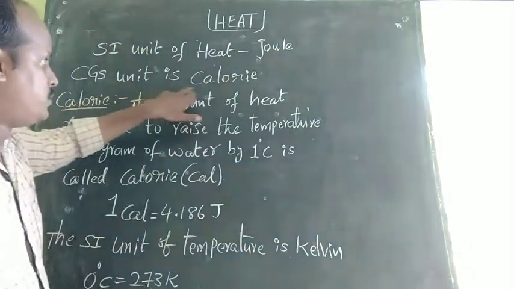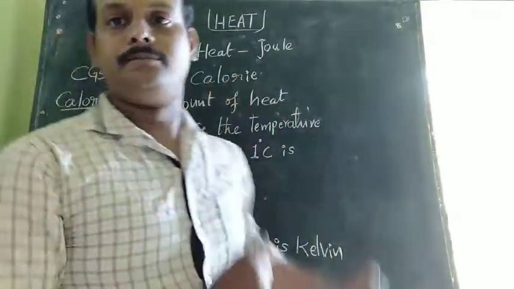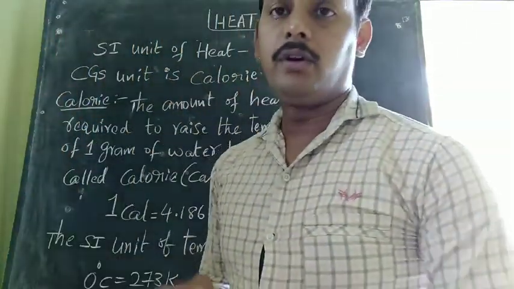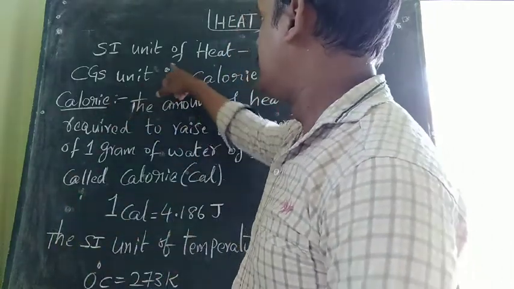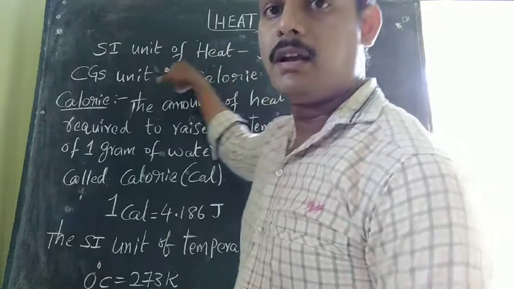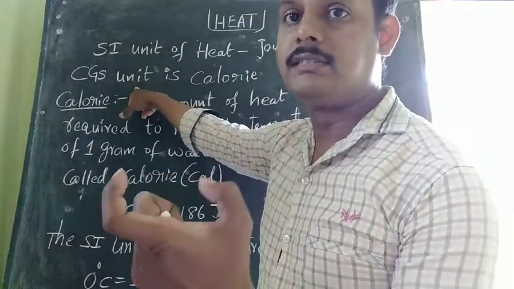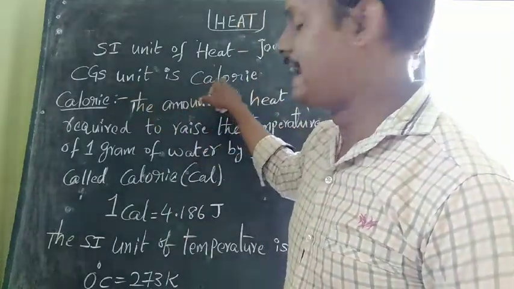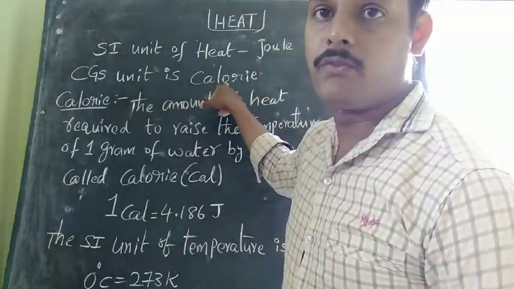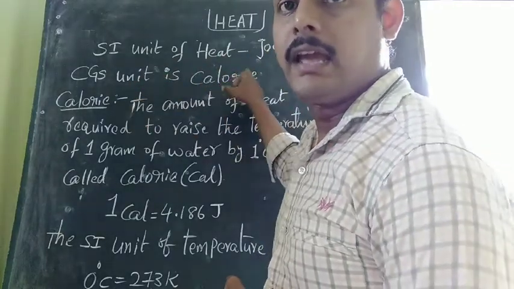So what is the CGS unit of heat? Generally, the CGS unit of energy is erg. When it comes to energy, the unit is also the joule. But since it is a form of heat, it should not be measured in ergs. It has to be measured in terms of calories. Therefore, the CGS unit of heat is taken as calories. Hope you are following. So the SI unit of heat is joules, and the CGS unit of heat is calories.